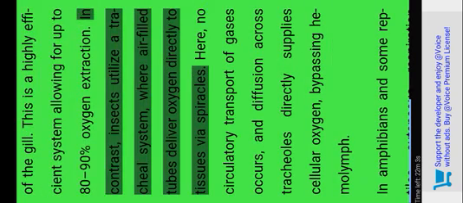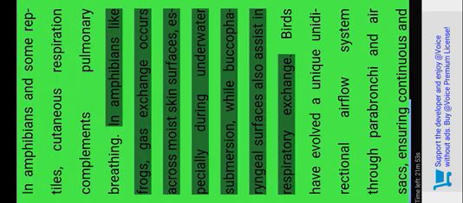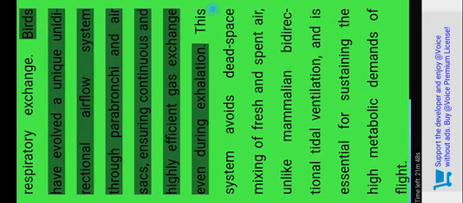In contrast, insects utilize a tracheal system, where air-filled tubes deliver oxygen directly to tissues via spiracles. Here, no circulatory transport of gases occurs, and diffusion across tracheoles directly supplies cellular oxygen, bypassing hemolymph. In amphibians and some reptiles, cutaneous respiration complements pulmonary breathing. In amphibians like frogs, gas exchange occurs across moist skin surfaces, especially during underwater submersion, while buccopharyngeal surfaces also assist in respiratory exchange. Birds have evolved a unique unidirectional airflow system through parabronchi and air sacs, ensuring continuous and highly efficient gas exchange even during exhalation.